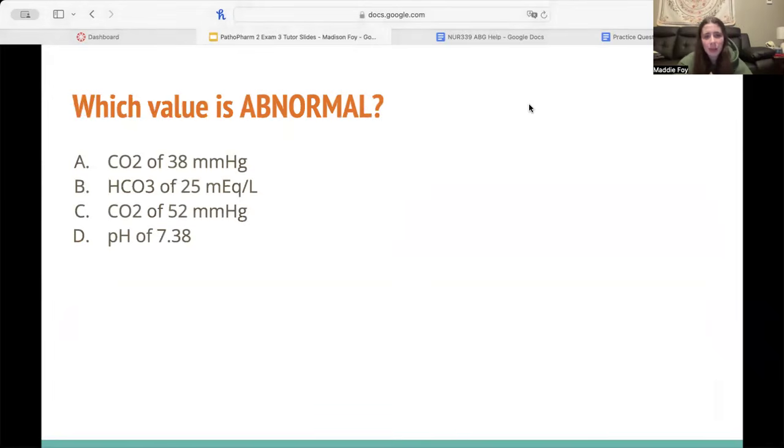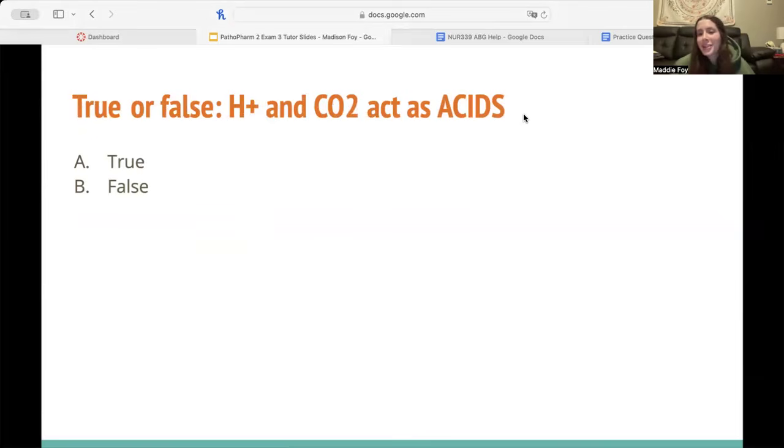Just a quick check on lab values. Which of the following is abnormal? Great. Yeah, C. A is normal, B is normal, and D is normal. So yep, C is just a little bit high. Carbon dioxide being high, we should recognize that that is a risk for acidosis because carbon dioxide acts as an acid. I just said that. It's fine. It does. Hydrogen and carbon dioxide act as acids. That is true. That's on me.